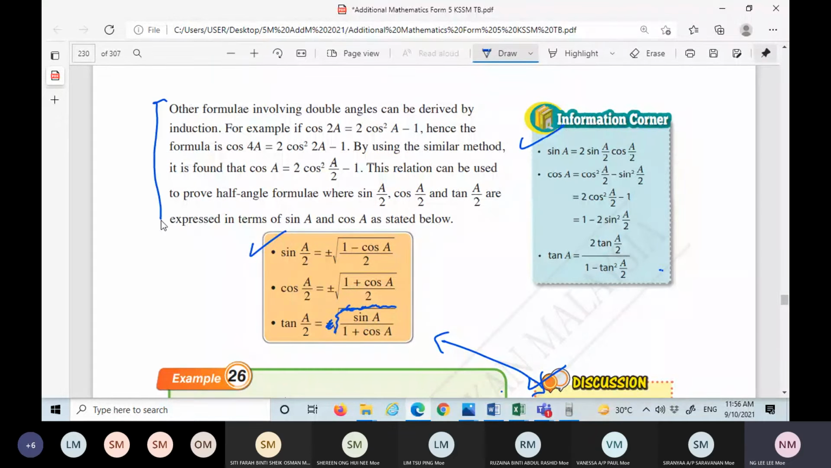Okay, we go through this. Other formulas involving double angles can be derived by induction. We call that by induction, then we come out with all of this. Wait for a while.